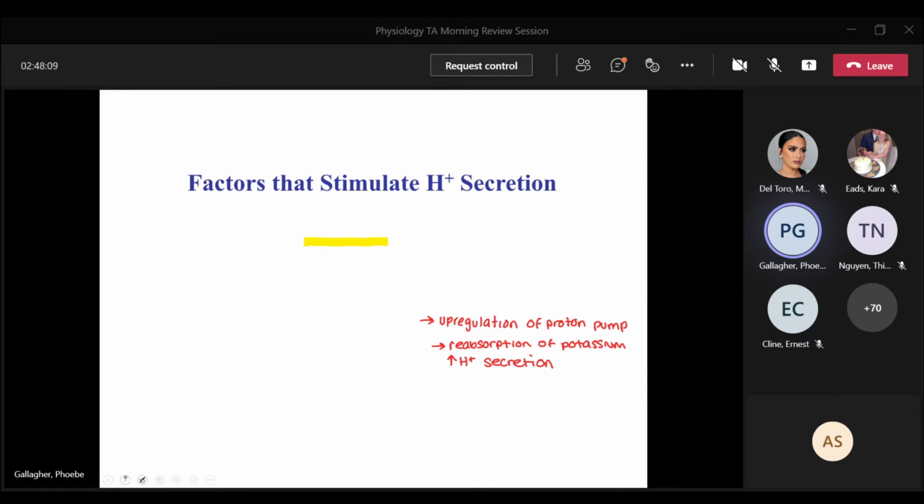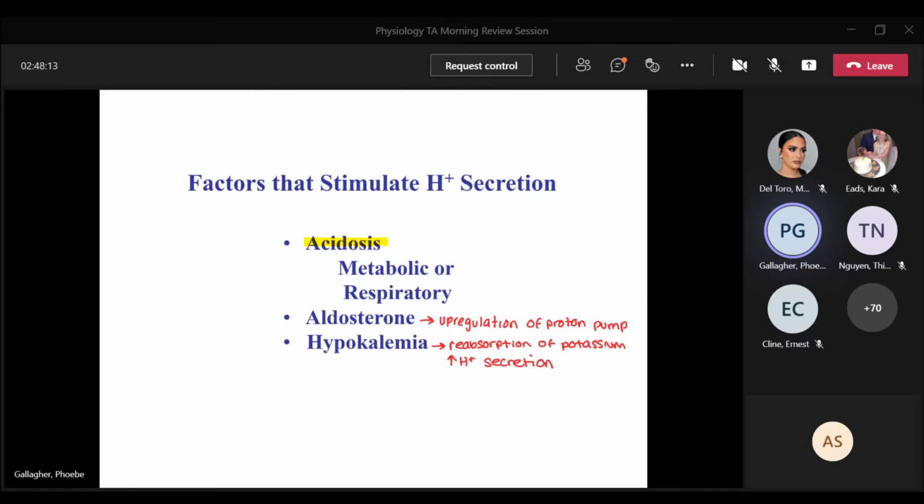So you should understand the things that are going to stimulate proton secretion. So obviously acidosis, any type of acidosis, metabolic or respiratory, is going to stimulate proton secretion because your kidney is going to want to excrete more protons when it wants to put your blood pH back to normal. So increase your blood pH back to 7.4. So those are going to stimulate proton secretion.